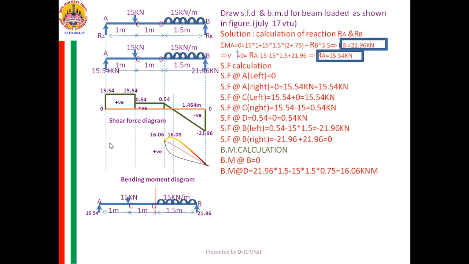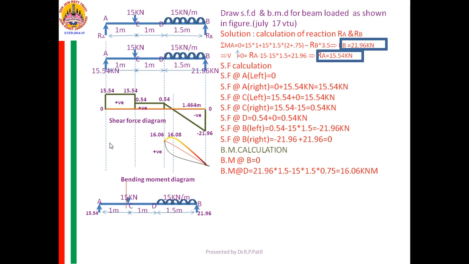Next is BM at the point C. Whenever you want the BM, left and right would come only at the couple. Otherwise, at the point load, at the start and end of the UDL, you need to calculate.